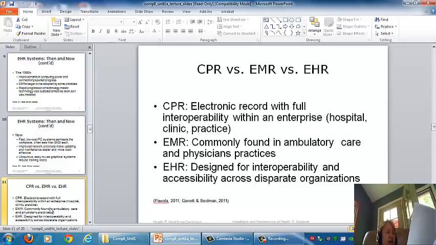Lastly, an EHR is geared to provide a comprehensive healthcare record capable of moving with the patient. It's designed for interoperability on a regional or global level. Therefore, information can be shared among providers and systems.